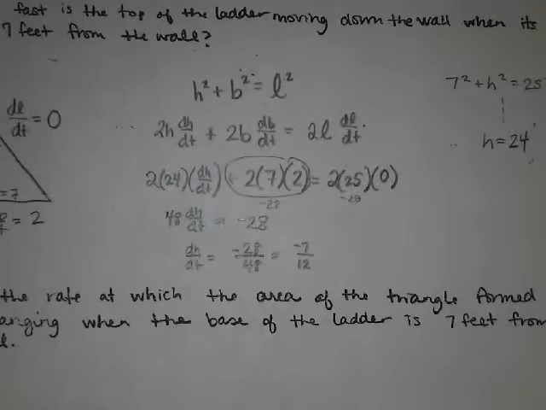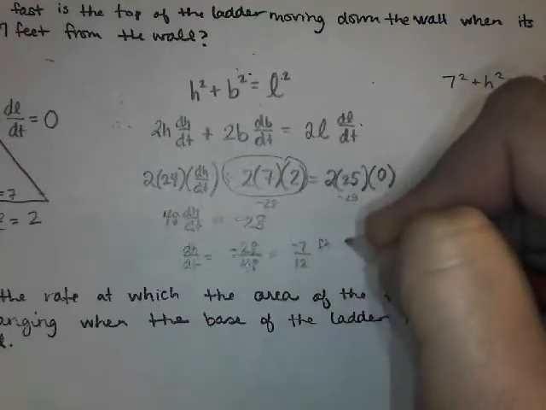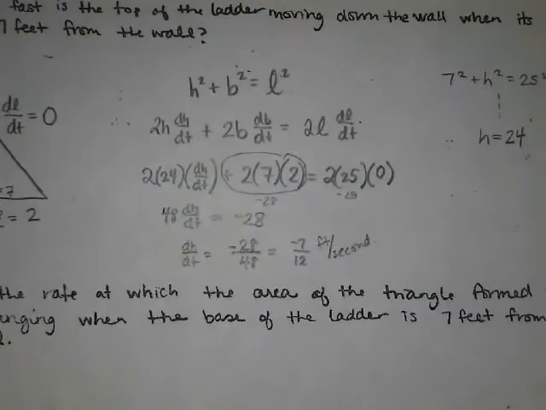What's the unit here? Per second. Feet per second. Negative 7/12 of a foot per second. Now that's the value of dH/dt.